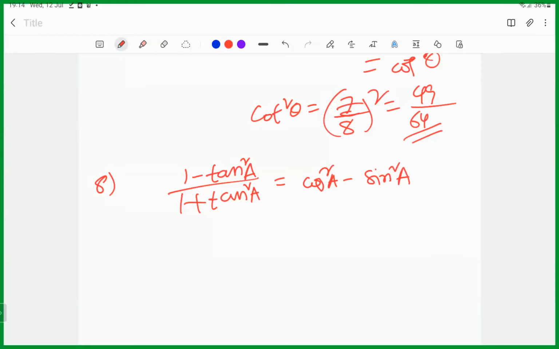Cos square cancelled out, no? Cos square plus sin square will be 1, no? Denominator. Done? Got it? These are all identities only. 1 minus tan square by 1 plus tan square equal to cos square minus sin square. So cos square plus sin square equal to 1, right? So cos square minus sin square equal to 1 minus tan square by 1 plus tan square.